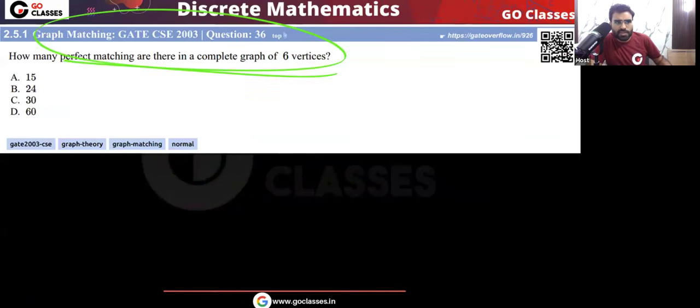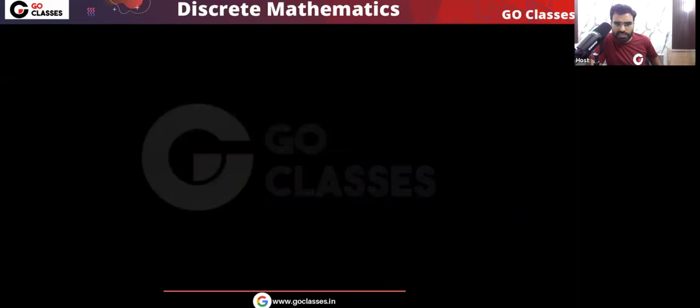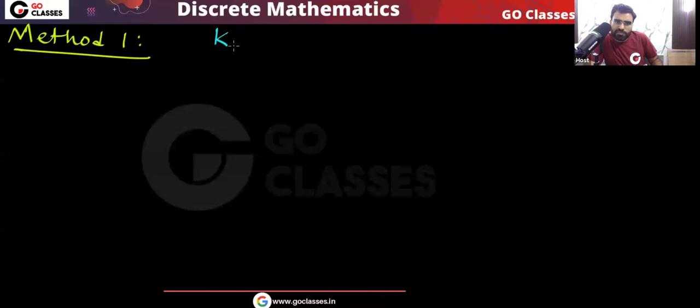Now in this GATE 2003 question, they are asking how many perfect matchings there are in K6, the complete graph on 6 vertices. Let me tell you, there are two methods. Let's see method number 1. You can decide which method is better. Remember, what is our question? We have K6, and we need to find the number of perfect matchings.